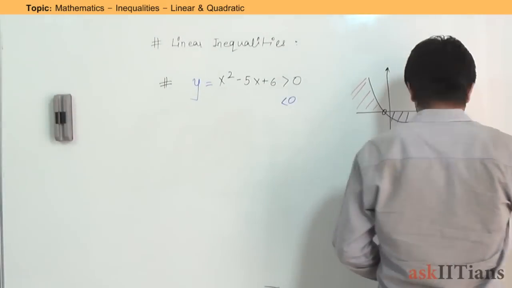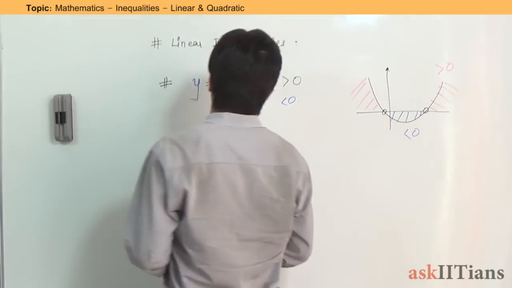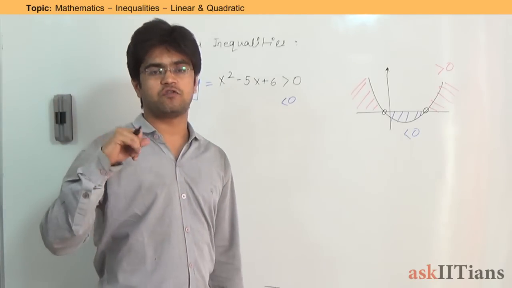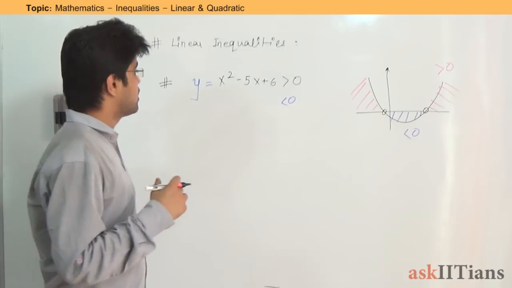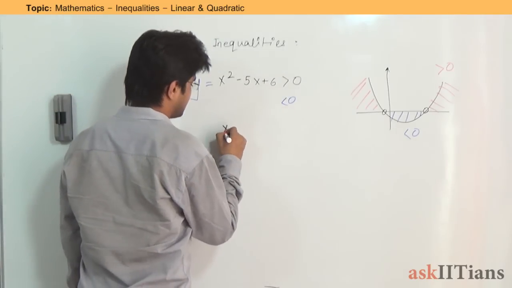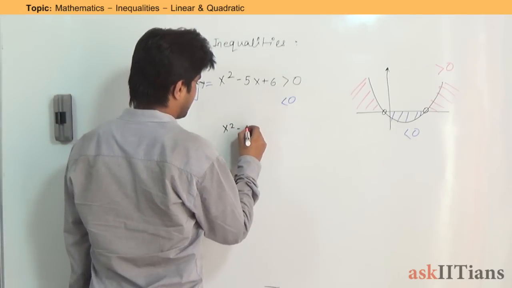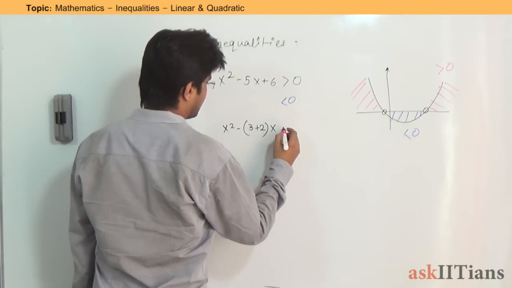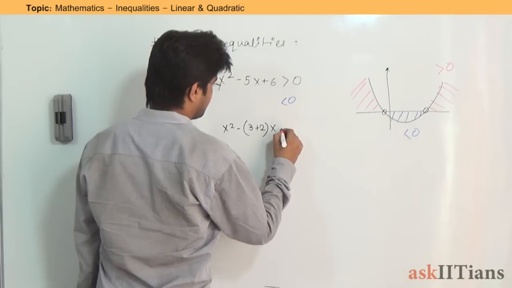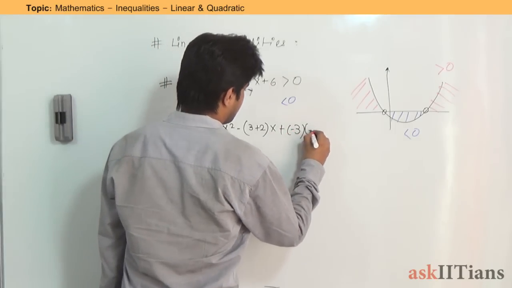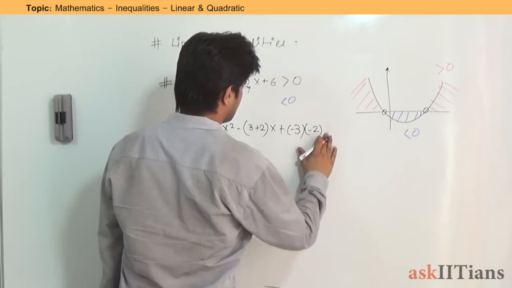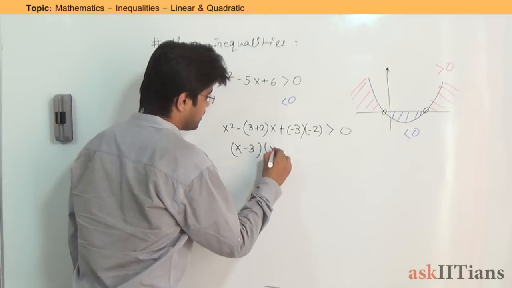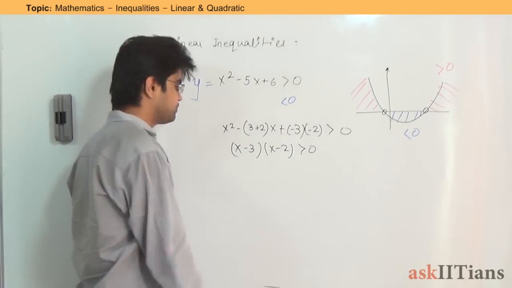But again, how to get it mathematically? Well, the very basic thing that we need to do is first factorize the quadratic. If I factorize the quadratic, x square minus, I can write 5 as 3 plus 2, then x, and I can write 6 as (minus 3)(minus 2), greater than 0. So the factors are (x minus 3)(x minus 2) greater than 0.